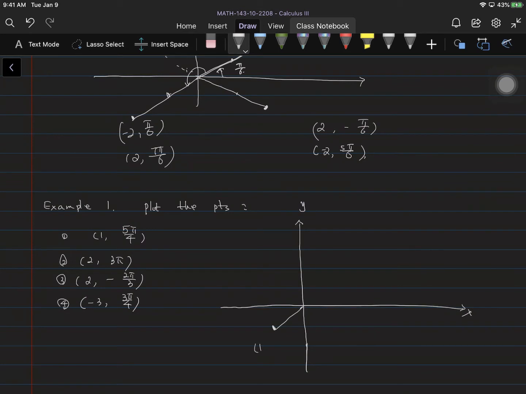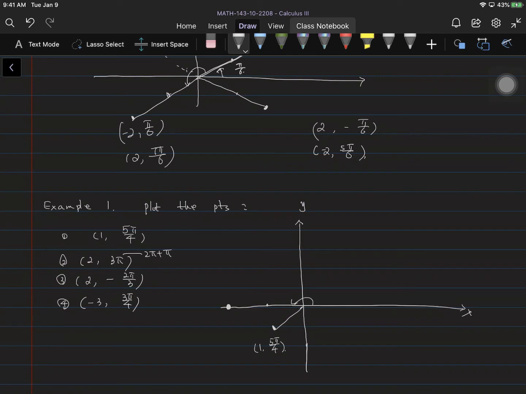This point is (1, 5π/4). Okay, second point, (2, 3π). So 3π, you know, that is 2π plus π, right? And 2π is just one circle, and then we just do π. So it should be here, and the 2 roughly here. So this is a π angle, this is angle π.